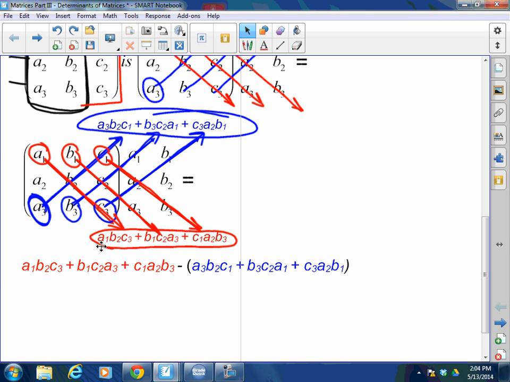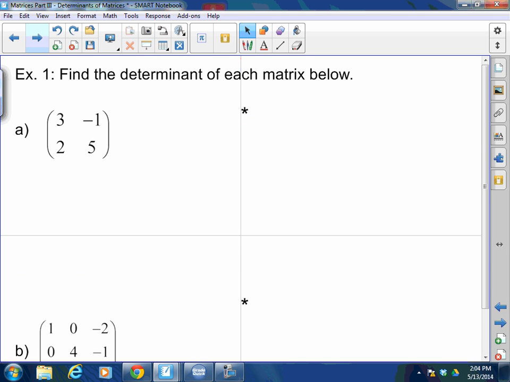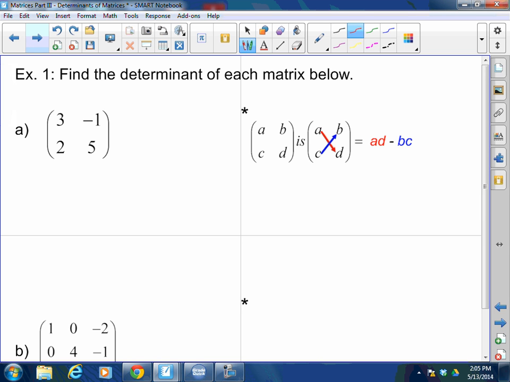But the best way to practice is to practice. So let's check it out. Find the determinant of each. Now, luckily, Mr. Morrow's nice, so I gave you a little hint. So for a 2 by 2, this is Mickey Mouse, guys. It's 15 minus negative 2, so my determinant here is 17. Make sense? Pretty simple.